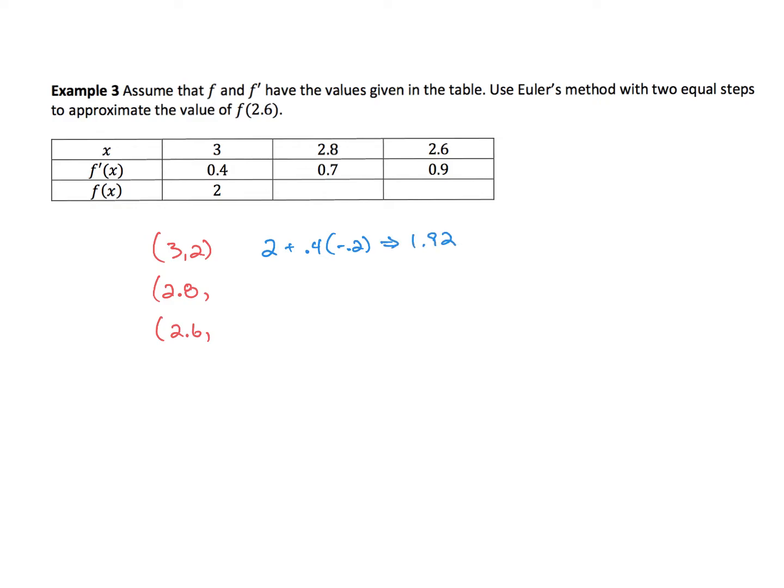So now I end up with 1.92. So now I have 2.8, 1.92. So now, where do I start? 1.92 plus, what is my next slope I need? 0.7. And then times, what's my step? Negative 0.2. So 0.7 times negative 0.2 is negative 0.14.